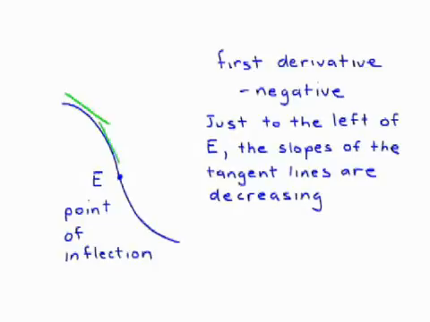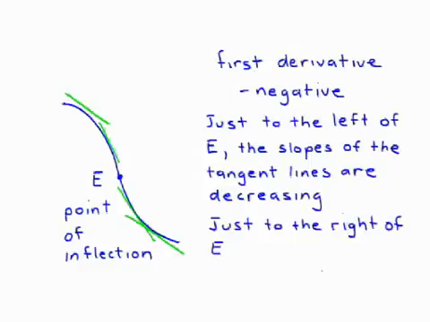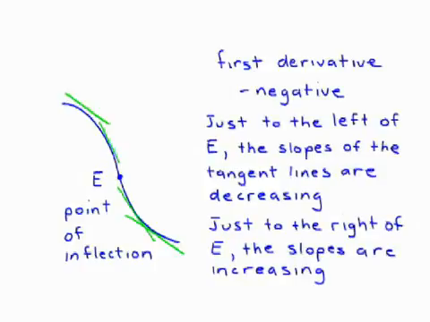When we go just to the right of E and draw two tangent lines, both of them in green, you notice that the slopes of those tangent lines are also negative. However, as we move from left to right, the slopes of these tangent lines are increasing. So if we were to evaluate the second derivative just to the right of E, we would find that the second derivative is positive. So to recap, just to the left of E, the second derivatives are negative. Just to the right of E, the second derivatives are positive.